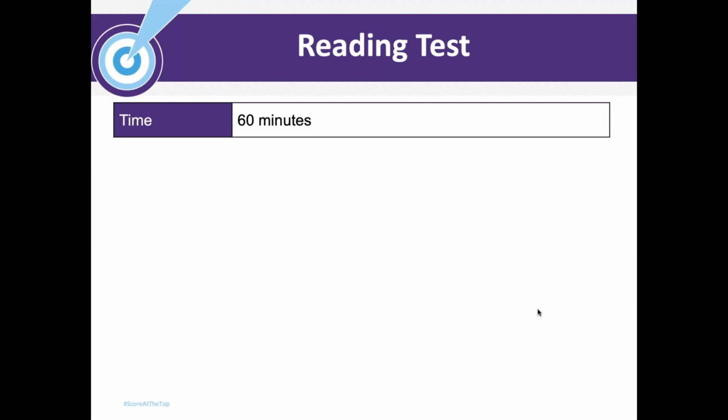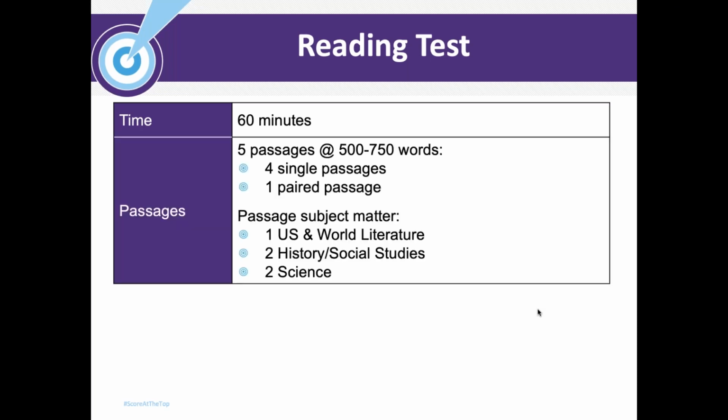All right, so first of all, let's look at what our reading test is comprised of. You're going to get 60 minutes and you're going to answer 5 passages. They're going to be a good moderate length, from about 500 to 750 words. You're going to have 4 single passages, and then you're also going to have what we call a dual passage or a paired passage, where you're going to have 2 shorter readings that are somehow related that you will read together and then answer questions for both of those passages. I'm going to give you some strategies later on how to tackle the dual passage. The passage subject matter will always be the same, but the order can vary.